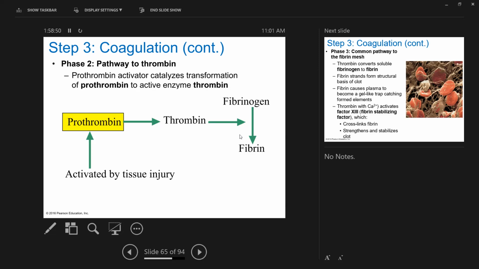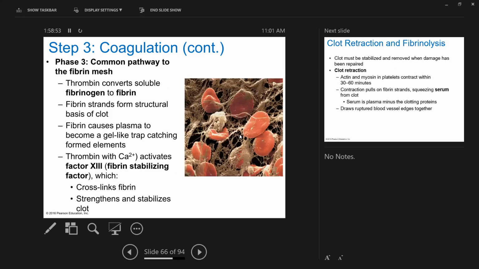Now the fibers look like this. These are the fibrin strands forming a meshwork over the injury. We have red cells trapped in there. We have white cells trapped in there. We have platelets trapped inside here, and it forms this mesh over top of the platelet plug. It's essentially like throwing everything in they can grab to seal the injury.